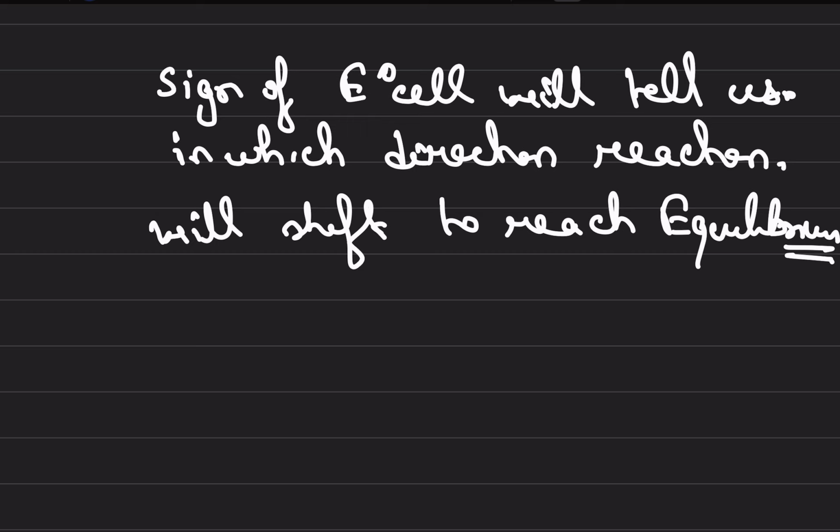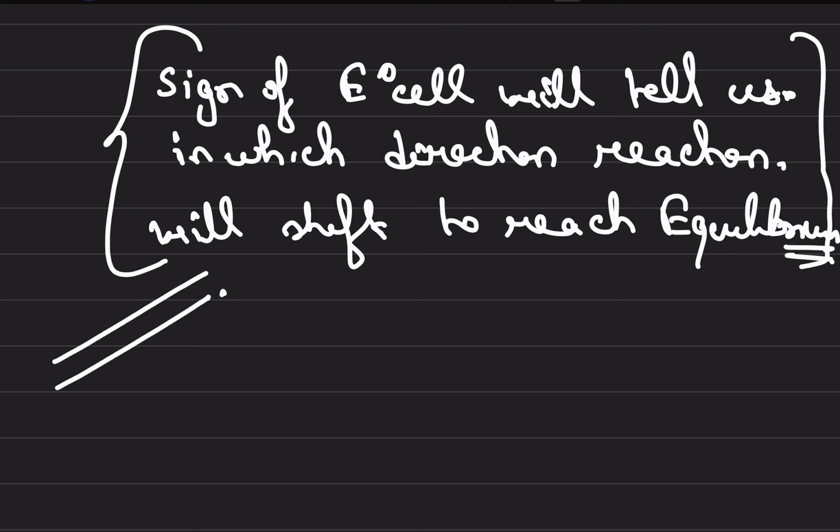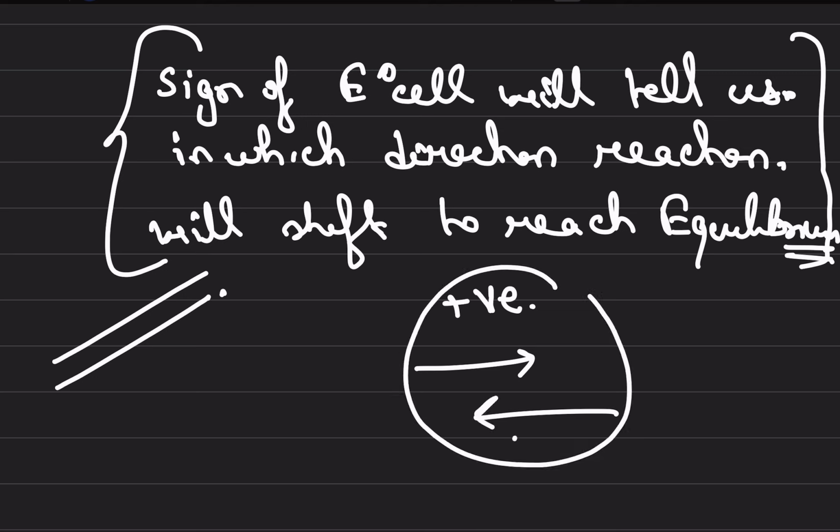Now we will see that the sign of E naught cell will tell us in which direction the reaction will shift at equilibrium. This is a very important concept. Suppose the sign of E naught cell is positive, in what direction will the reaction shift? In the forward direction. And if the E naught cell is negative, the reaction will shift in the backward direction. This is what the E naught cell of a particular reaction tells us, that when equilibrium is reached, in what direction the reaction will shift.